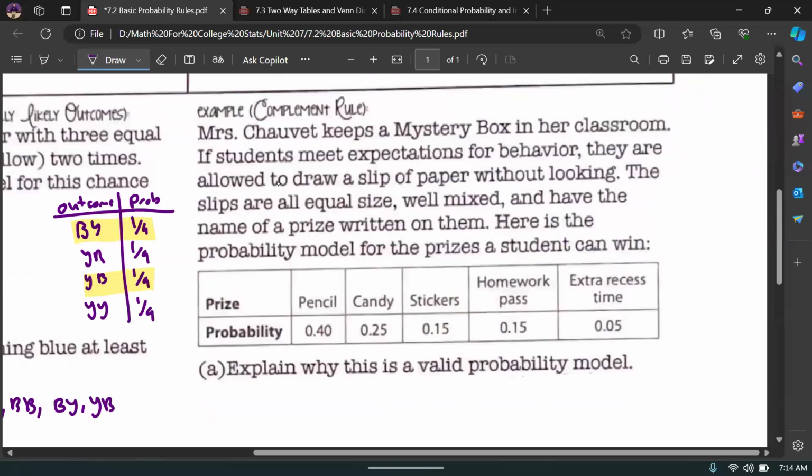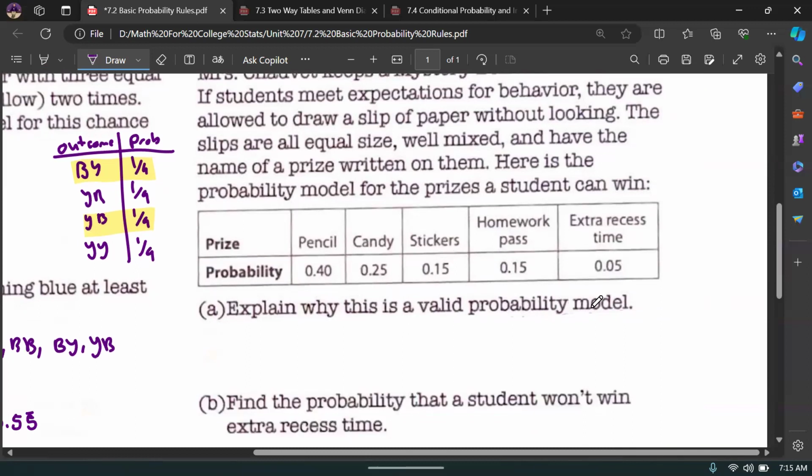Miss Chauvet keeps a mystery box in her classroom. If students meet expectations for behavior, they are allowed to draw a slip of paper without looking. The slips are all equal size, well mixed, and have the name of a prize written on them. Here is the probability model for the prizes a student can win. All right, so again, probability model. So you have all the possible outcomes and then the probability of selecting one of those outcomes. So we have a 40% chance of winning a pencil, 25% chance of winning some candy, 15% chance of some stickers, 15% chance of a homework pass, and then even a 5% chance of some extra recess time. Explain why this is a valid probability model.